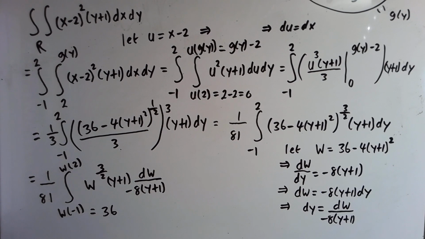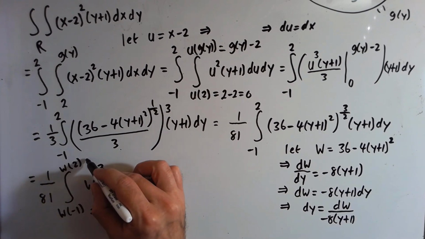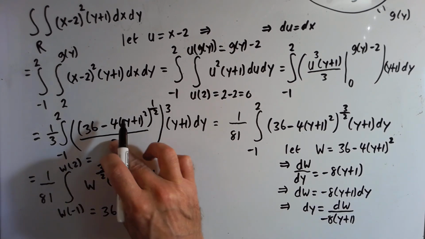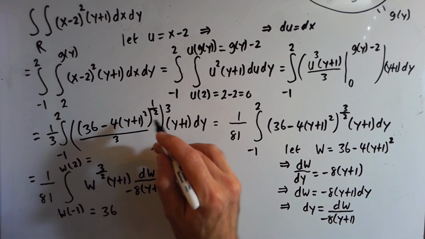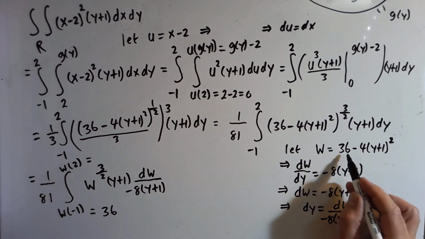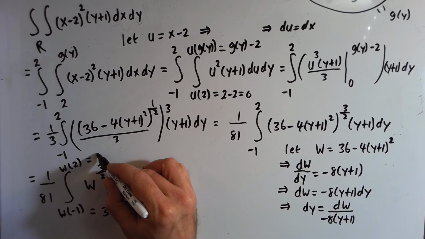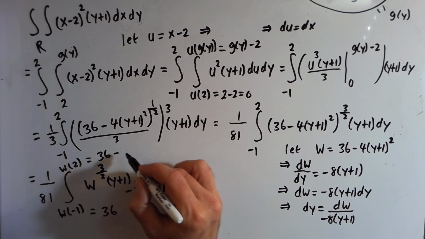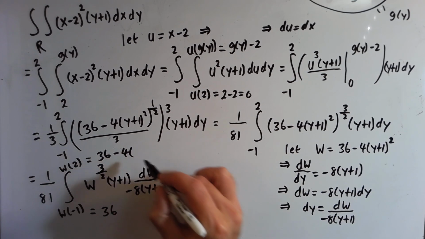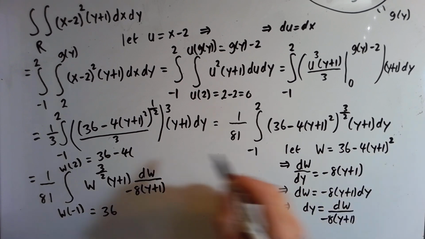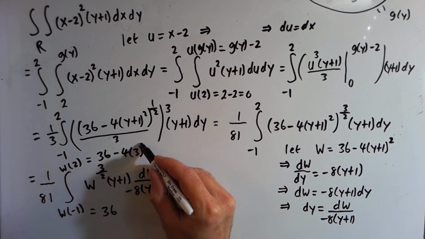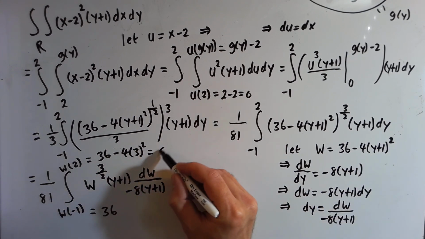And w of 2, putting 2 over here, it'll be 36 minus 4 times, putting 2 there, 3 squared. So that's going to end up being 0.